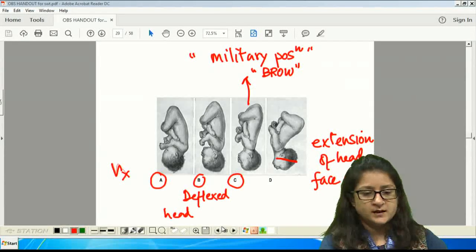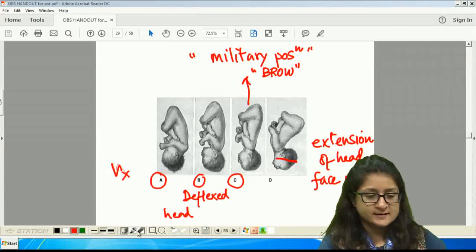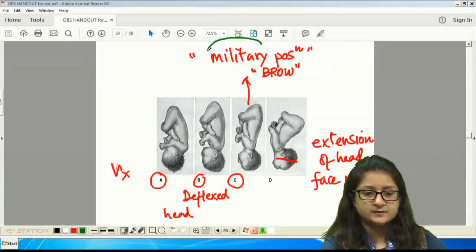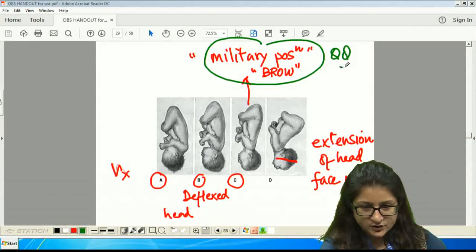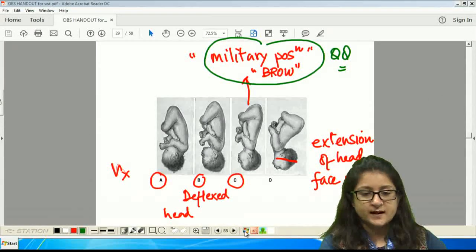So these are the important points that you should remember. What is important to remember? A question has been asked about this military position, which is for the brow presentation. This question was asked in recent exams.